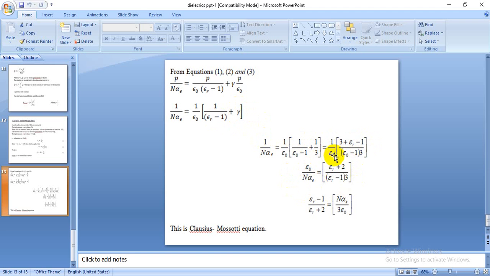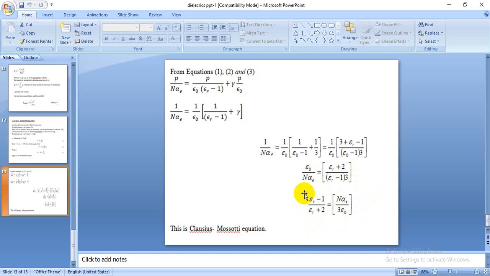Here, take the epsilon naught from 1 by epsilon naught to the left-hand side, so epsilon naught divided by N into alpha E equals epsilon r plus 2 divided by epsilon r minus 1 into 3. Rearrange this equation to arrive at the Clausius-Mossotti equation. Here epsilon r is the relative permittivity, kept on one side, so epsilon r minus 1 divided by epsilon r plus 2 equals N alpha E divided by 3 epsilon naught, taking the 3 to the right-hand side. This is the formula we arrived at from the internal field equation. This is called the Clausius-Mossotti equation.